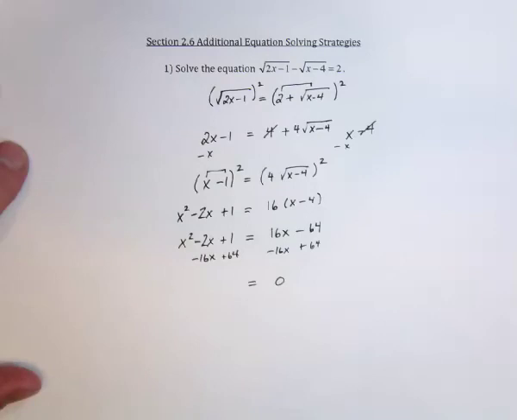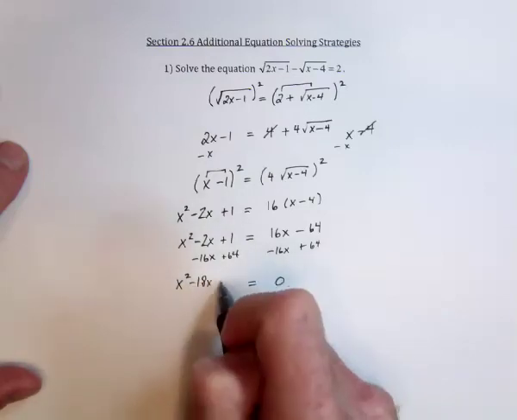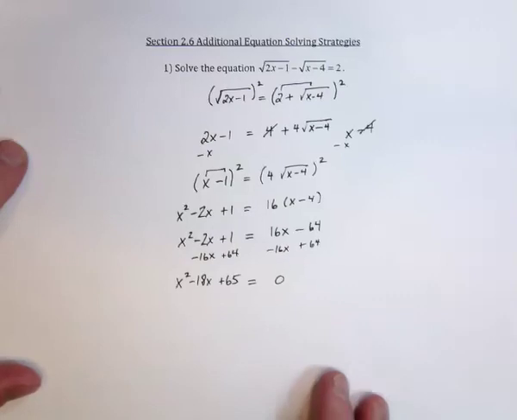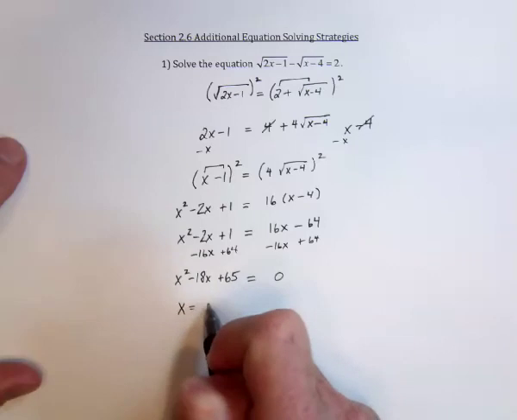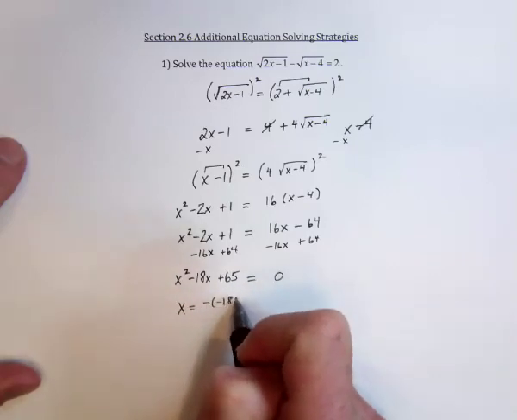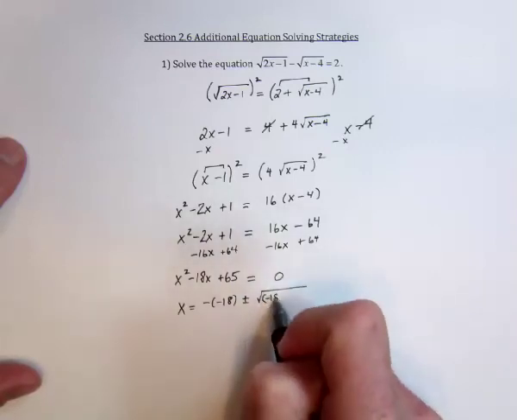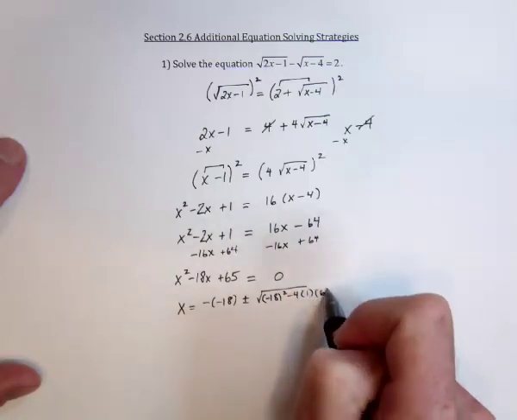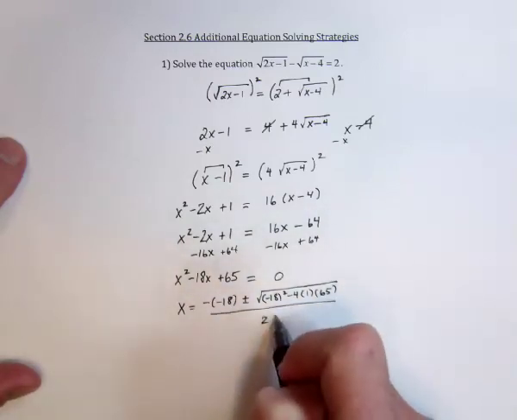And now combine like terms. So x squared minus 18x plus 65. And we're not able to reduce or divide anything out, so we'll use the quadratic formula. x is equal to negative b plus or minus the square root of b squared minus 4 times a times c, all divided by 2 times a.